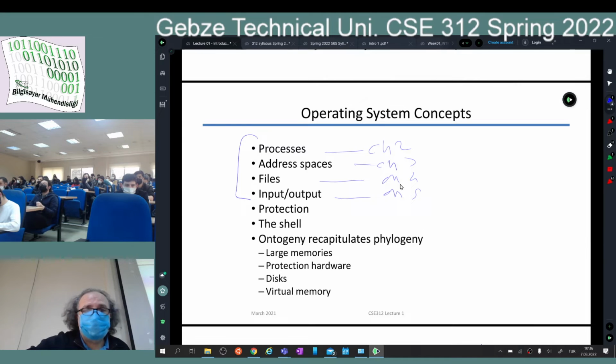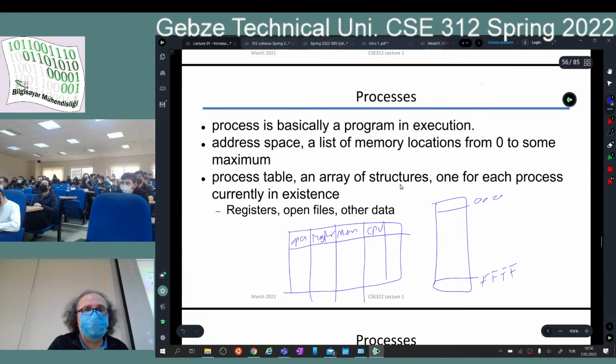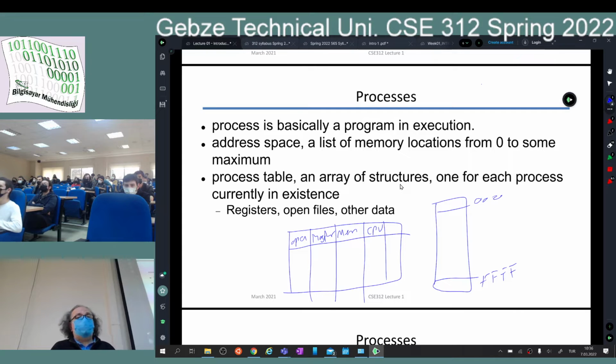So let's look at these processes, and we did that before. We gave a definition for the process. We said that basically it's a program in execution. Without a program, there is no process, but the program is not the only thing that the process has. A process is a program in execution.